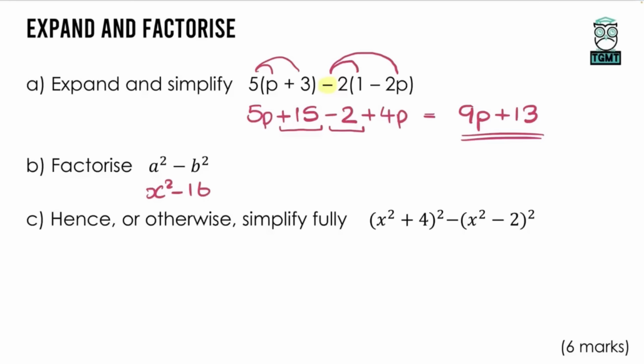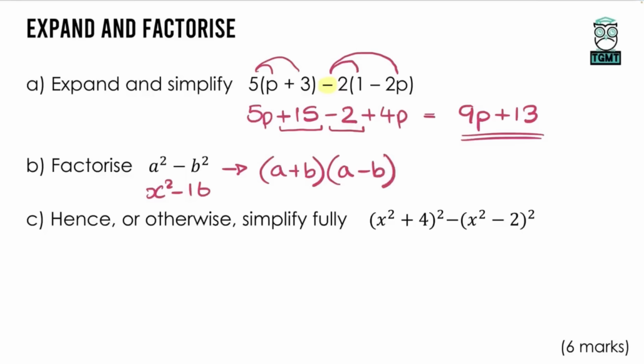Now this is exactly the same above. It's a difference of 2 squares. It's just a squared and b squared. So we'll factorise this in the same way. We'll have a plus b and a minus b.